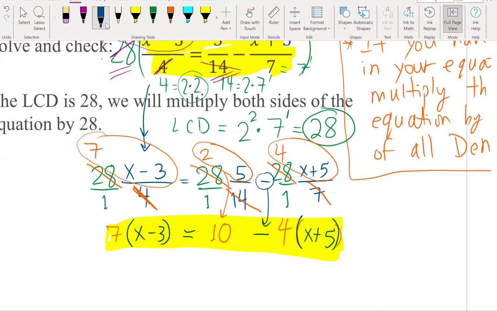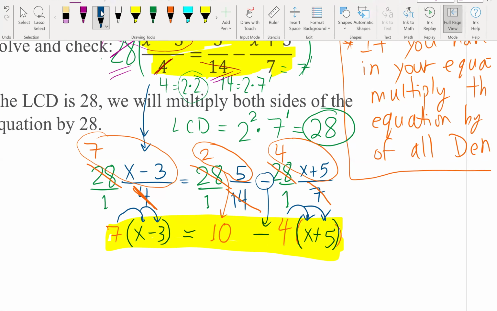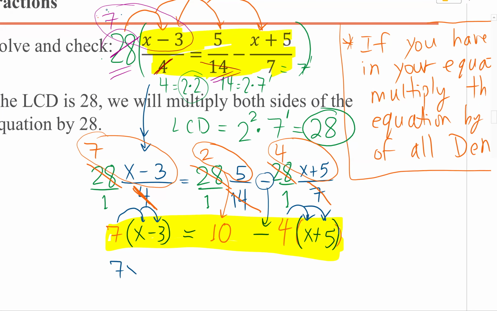Okay, I'm going to distribute the 7, boom, boom. Distribute the -4. Remember, it's not just a 4, but a -4. Now 7 times x would be 7x. 7 times -3 is -21. Then I've got a 10. He's waiting to see what happens with everybody else. A -4 multiplied by an x is a -4x. And then a -4 multiplied by 5 is -20.